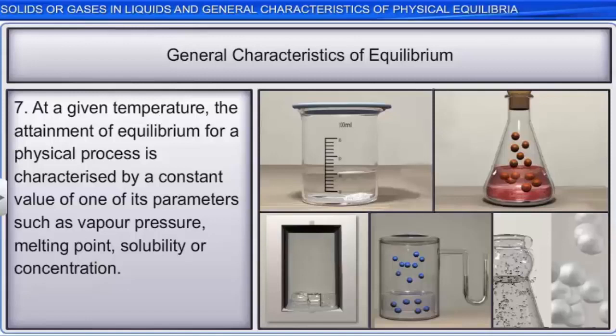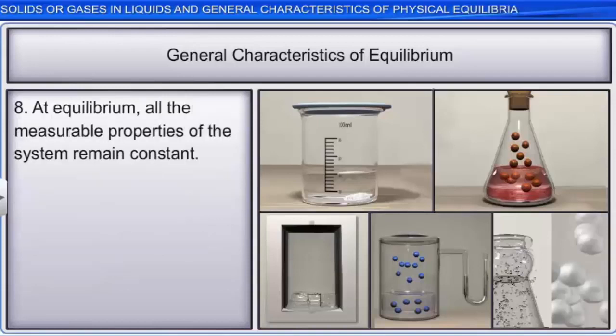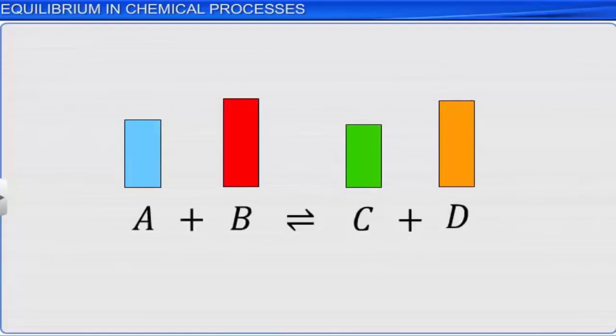At equilibrium, all the measurable properties of the system remain constant. For example, for the solubility of solids in liquids, the solubility remains constant at a given temperature. Equilibrium in chemical processes, called chemical equilibrium, is the most important characteristic of irreversible reactions.